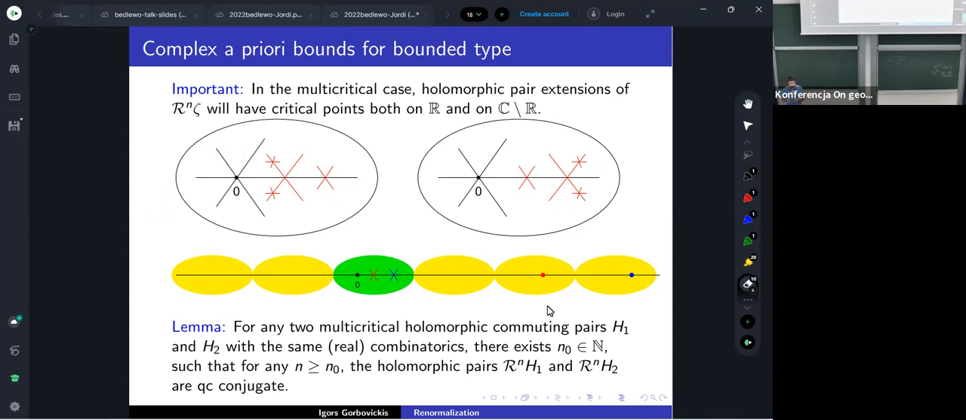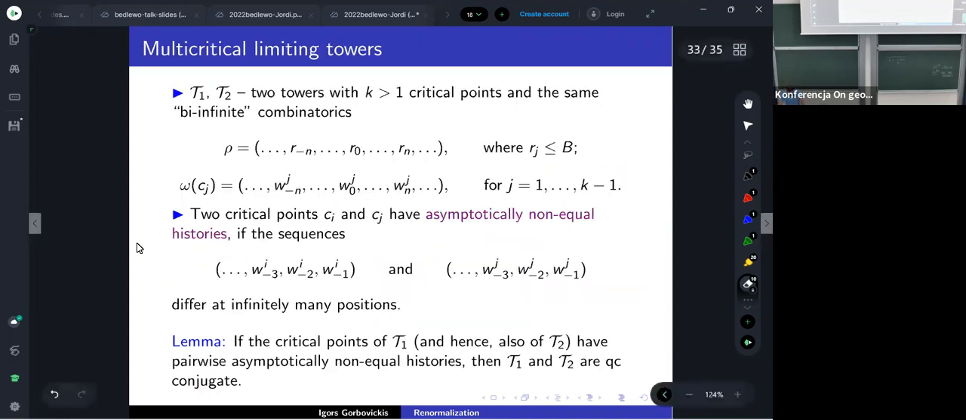And then, just based on the real combinatorics of the large pair, we will know in which order we're going to collect the critical points, and each bead will contain only one critical point, and in the bead the map is going to be like a power map, and everything will be nice. And this lemma is a drastic difference compared to the unicritical case, because in the unicritical case, such a problem does not appear at all.